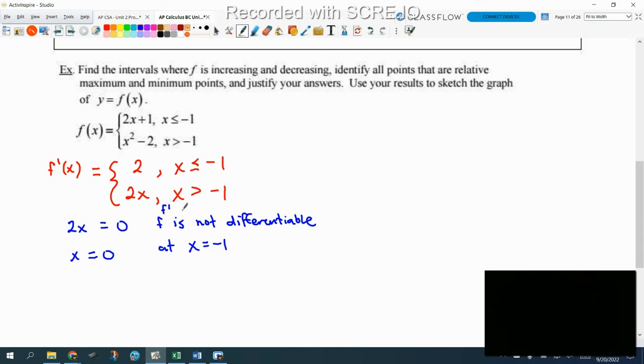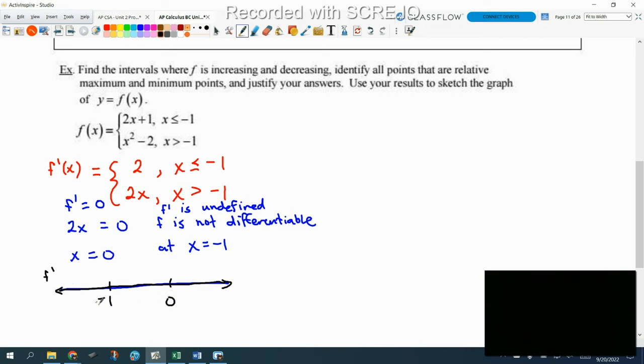Another way to say that, which matches up with what we talked about yesterday, is f prime is undefined. So f prime is undefined at x equals -1, so that's a critical point. F prime is equal to 0 at x equals 0, so that's a critical point. All right, so we have our two critical points. We don't have an interval, so we're just doing our number line. We're going to put -1 on there, and we're going to put 0 on there.